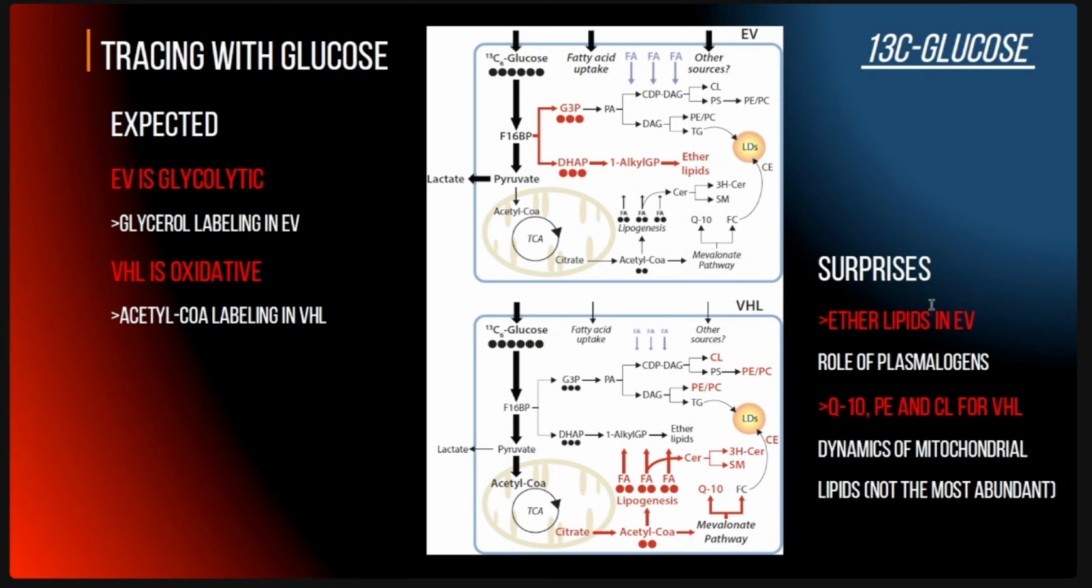And this higher concentration of typical mitochondrial lipids in the oxidative VHL was very surprising, because Q10, PE, and cardiolipin are often not the most abundant lipids in the cell lipidome. But you see, even though they are not the most abundant, the flux of carbons from glucose to these lipids is very important for the oxidative cell.